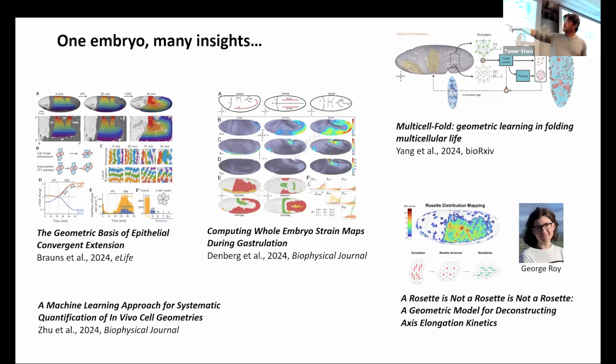So UC Santa Barbara developed the most detailed biophysical model on how axis elongation is happening. Princeton used that in order to develop an algorithm for local strain mapping, local deformations of the embryo. From MIT, they used that in order to develop a GNN that will learn what the cell is going to do next and where the folds are going to happen. Columbia used that in order to identify novel dynamic patterns in selectivities.